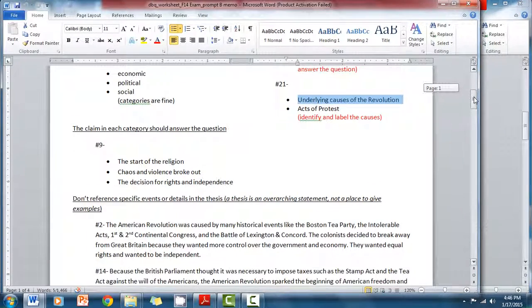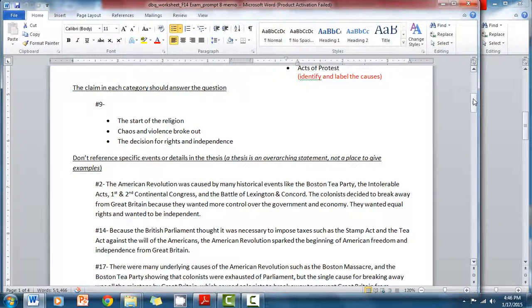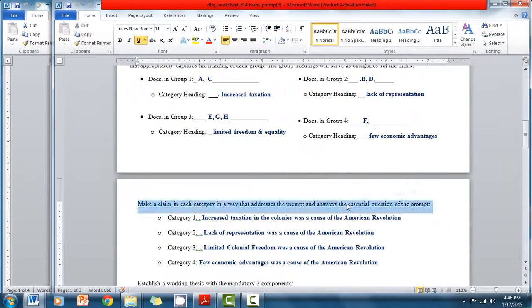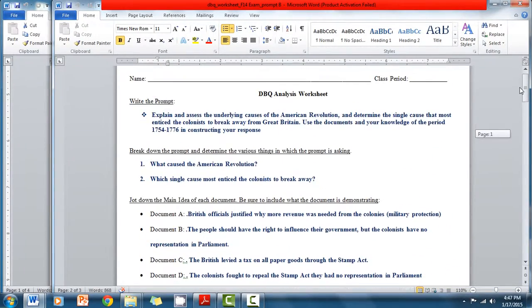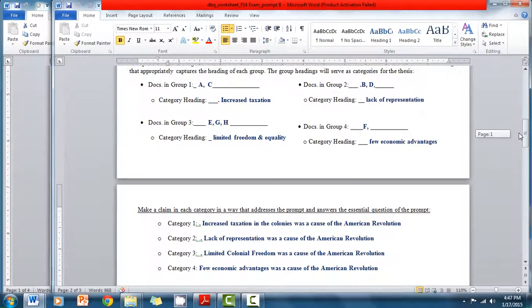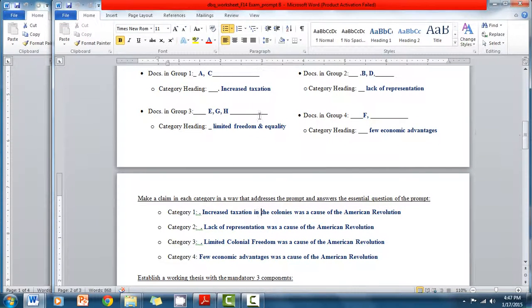So anyway, after you get the category labels, then you have to make a claim in each category. Now, let me go to the sample here. The purpose of the claim in each category, in essence, is that you're answering the question using each umbrella heading. And we know the primary question was to analyze or assess the underlying causes of the revolution. And so stating a claim is basically just stating that increased taxation was the cause of the revolution.